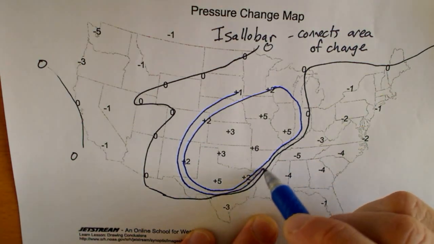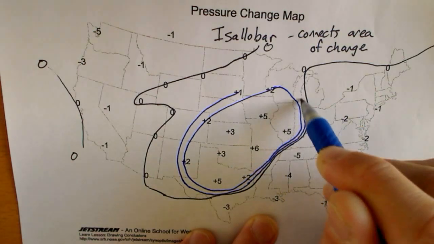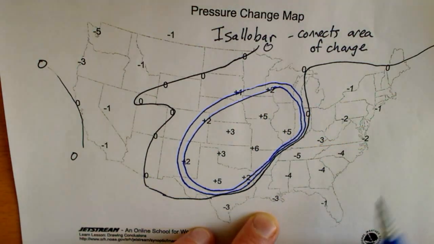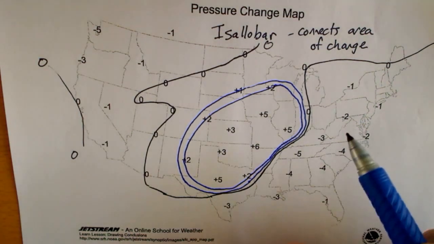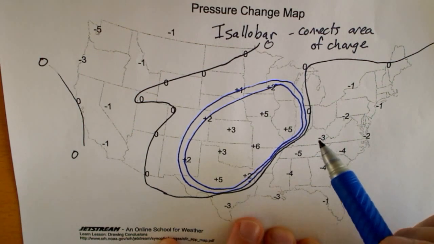Try not to let your lines cross. It's very close together, and there's our 1s. Wow. Look at how that's really, really close. My goodness. Okay, so after 2 comes 3.